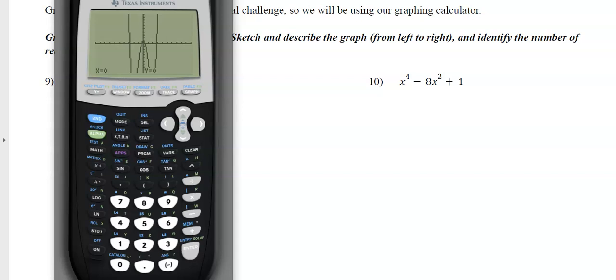I'm really interested in a couple of things. Number one, I'd like my y's to go a little bit lower. For my x's, I can see everything. So in my window, I'm going to make my y min drop to negative 20. I want to go a little lower. Now let's see what happens. So I get this W-looking thing.